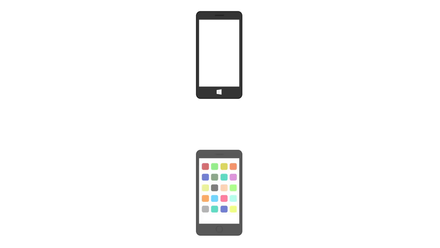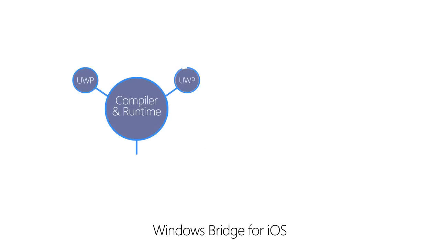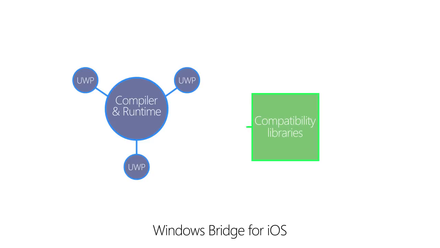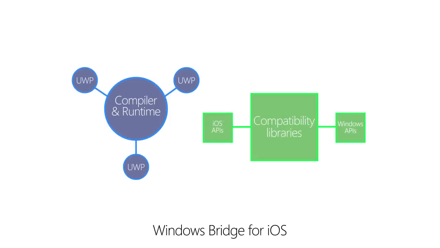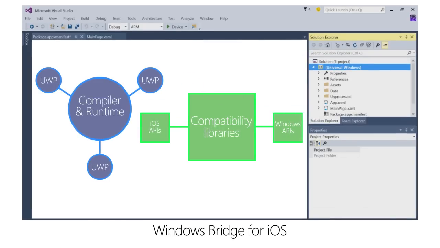The Windows Bridge for iOS enables iOS developers to bring their apps and games to Windows 10 using their existing Objective-C code and skills. The bridge consists of three key components: an advanced Objective-C compiler and runtime that builds native Universal Windows Platform app binaries, compatibility libraries that enable the use of iOS APIs in Windows so you can reuse much of your existing iOS code, and Visual Studio integration that provides productivity enhancements and tooling that makes it easy to use Windows features in Objective-C.